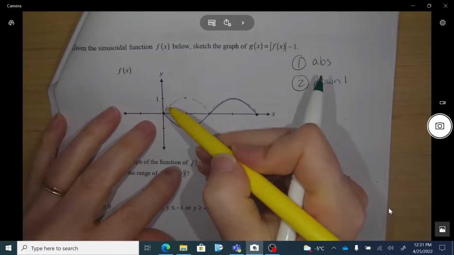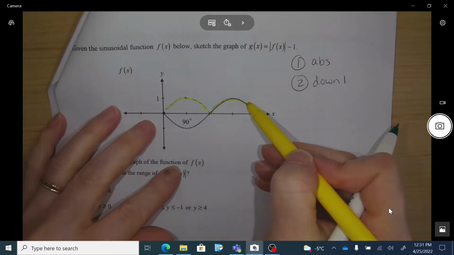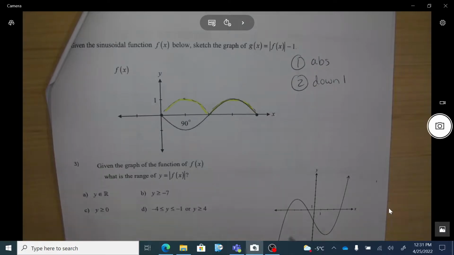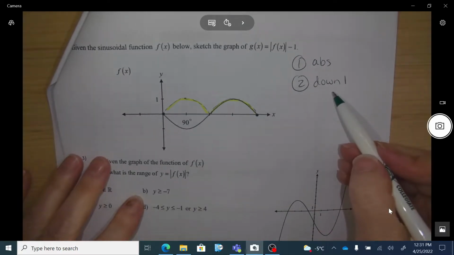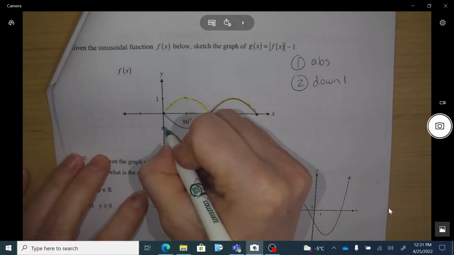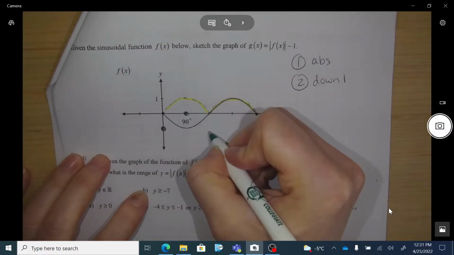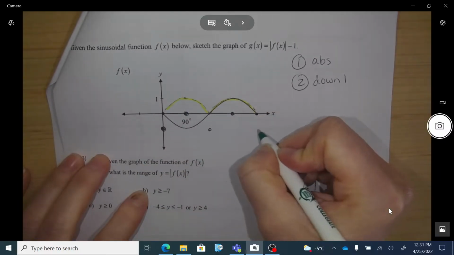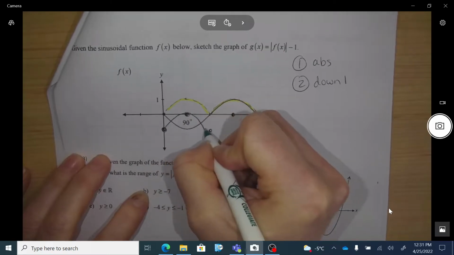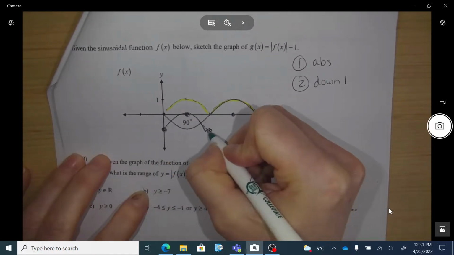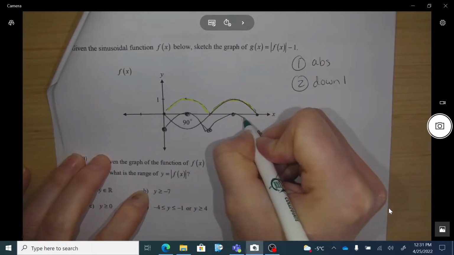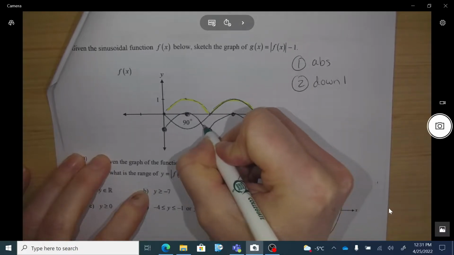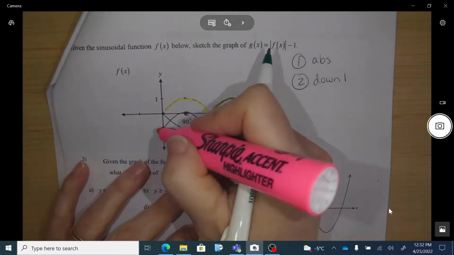So let's do that lightly yellow. So there's the absolute. Then I would go down 1. So this point will be there, there, there, there, and there. So this is my final graph.